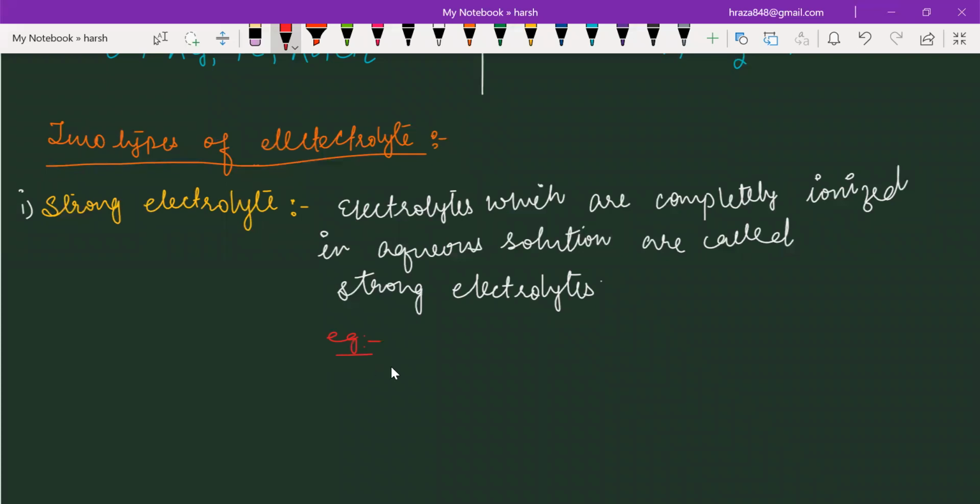Generally, a strong acid, a strong base, and salt are all strong electrolytes. Salt like NaCl, a strong acid like HCl, HNO3, HBr, HI, and a strong base like NaOH, calcium hydroxide, etc.